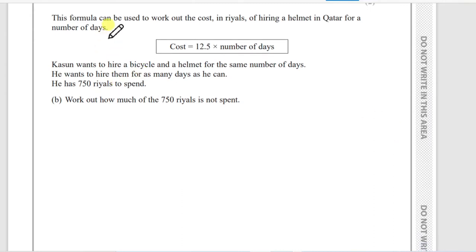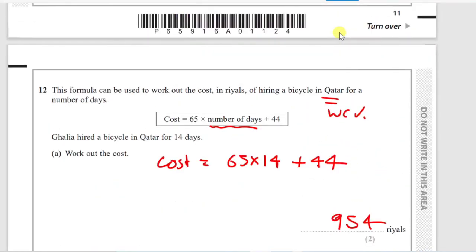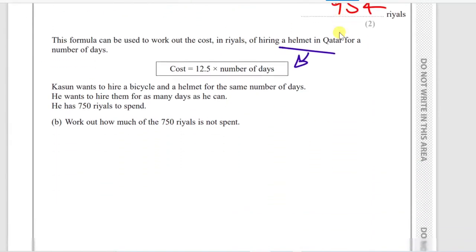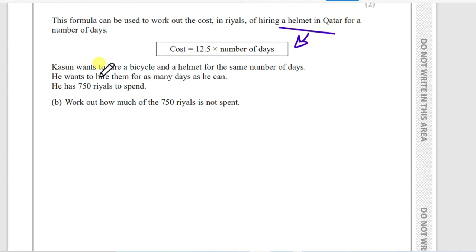So next part. The formula below can be used to work out the cost in reals of hiring a helmet in Qatar. So this formula below is for hiring a helmet, and the top formula is for hiring a bicycle. Okay, we need to keep them both in mind. Now, it says here, Kasun wants to hire a bike and a helmet for the same number of days. So, looks like we'll combine them somehow. He wants to hire them for as many days as he can. He has 750 reals to spend. Work out how much of the 750 reals is not spent.